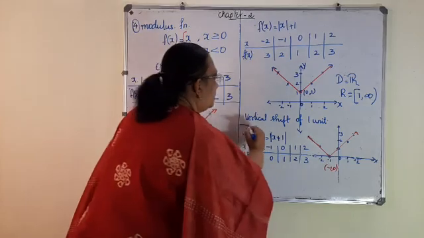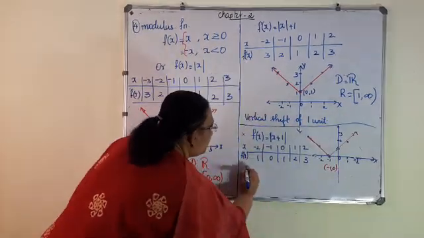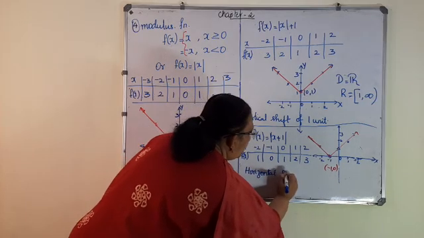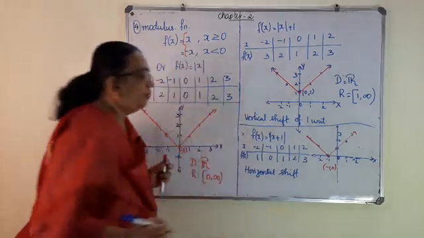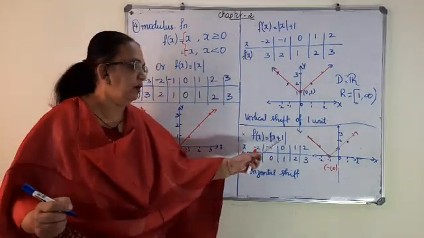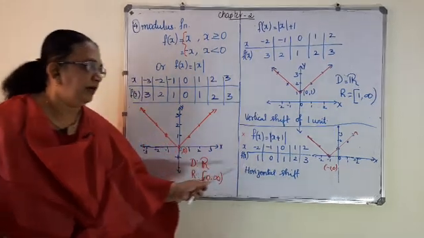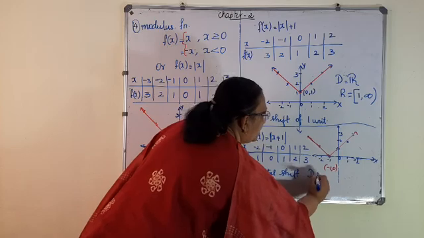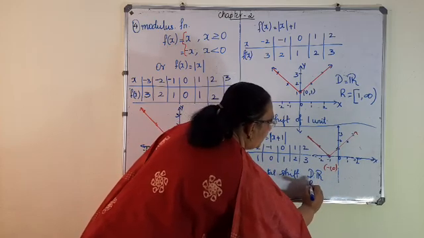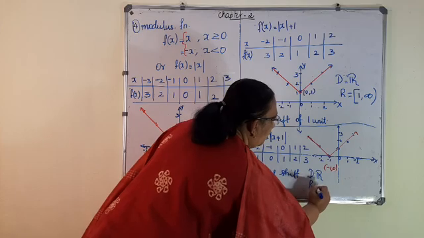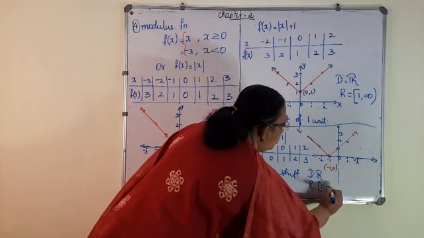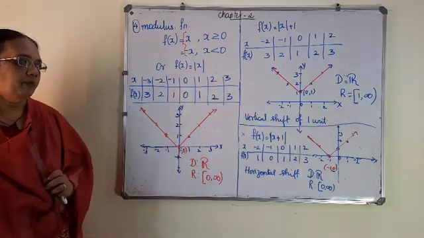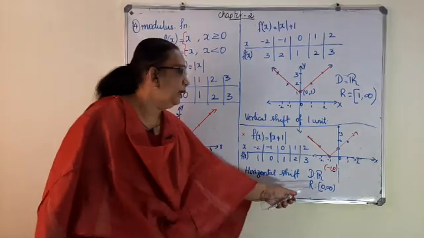So we can say that there is a horizontal shift of 1 unit to the left. So if it is plus 1, there will be a horizontal shift of 1 unit to the left. What about the domain? The domain is a set of all real numbers. What about the range? Range is also the closed interval 0 to infinity, because the minimum value of y coordinate is equal to 0.